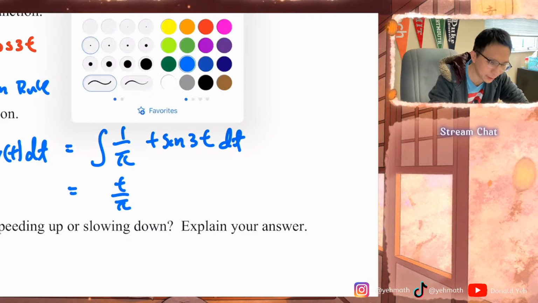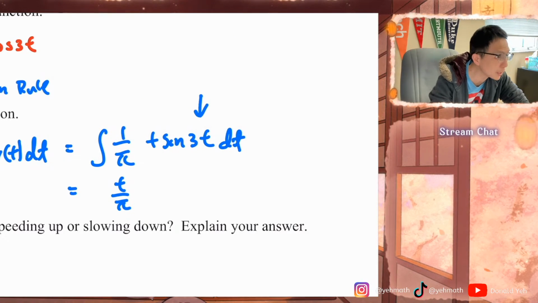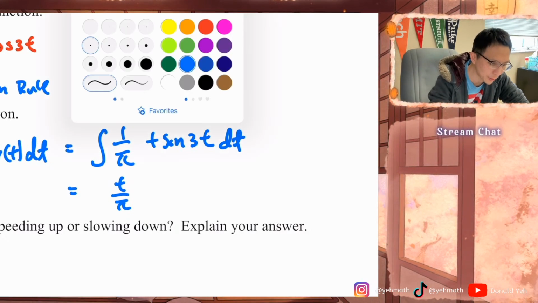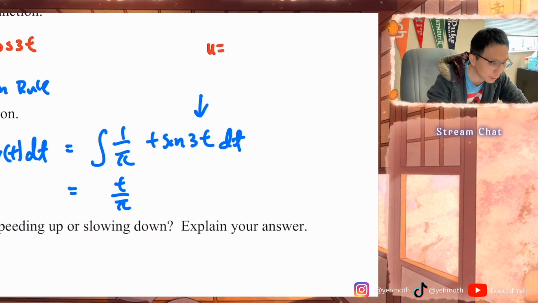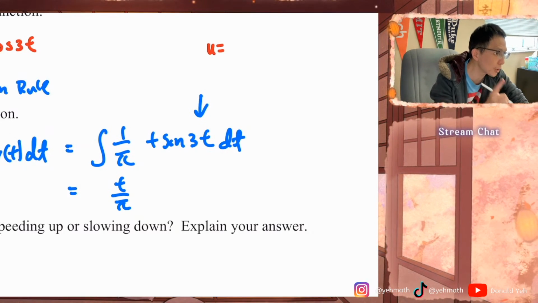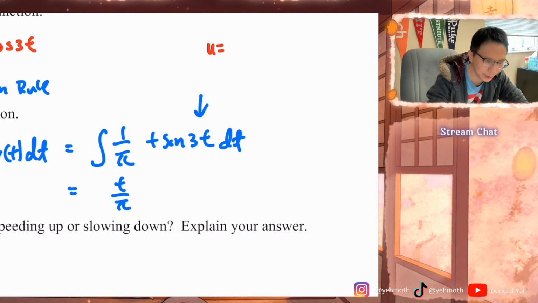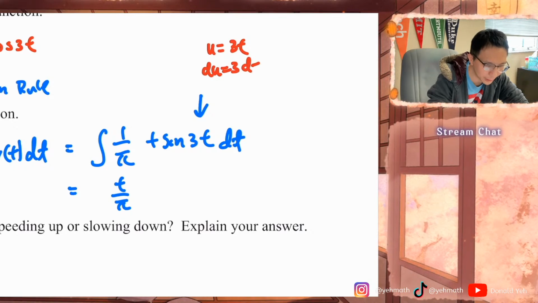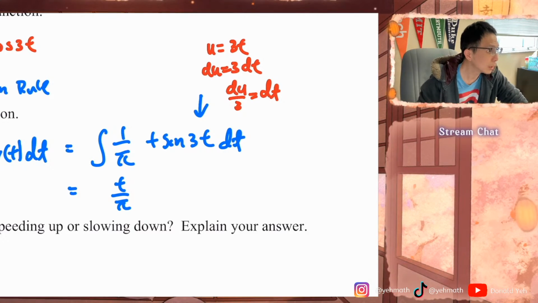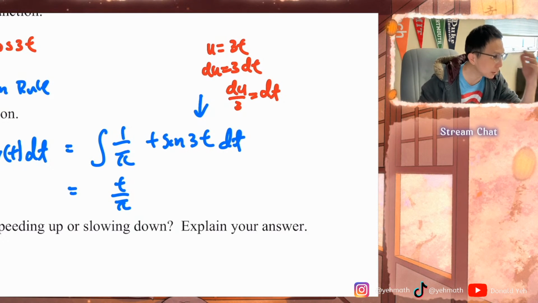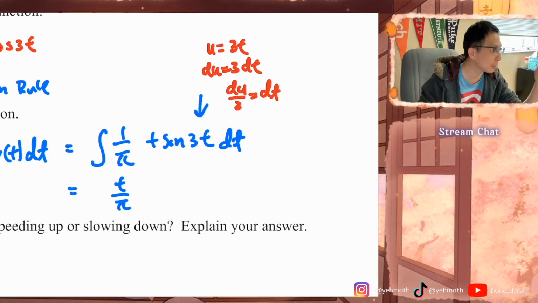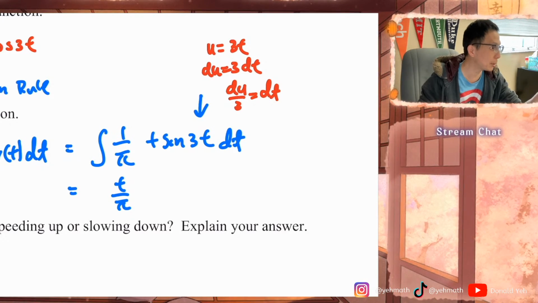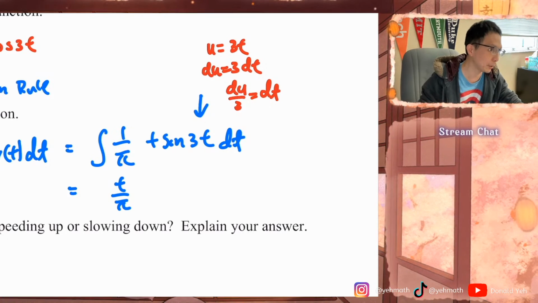Okay, so now integration of this one, you have to be cautious. You have to do u substitution, and if you use u substitution so many times, you're going to find there's a pattern. So u equals 3t, so du must be 3 dt, and then du over 3 equals dt. As soon as you know that, every time you integrate a sine or cosine or tangent of a number times t, it always ends up being resolved with 1 over that number.